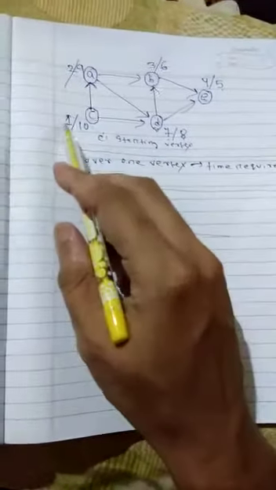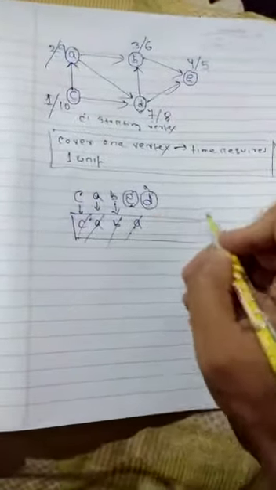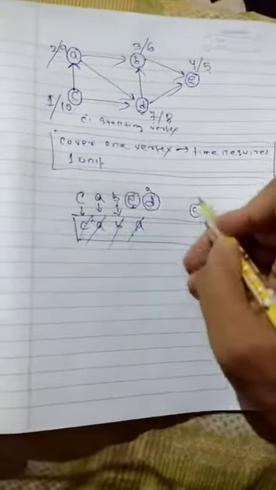So this is your starting time and this is your finishing time, and this is your sequence, and this is your stack contents. So how will the spanning tree be done? See, from C, I am taking the spanning tree C to A.